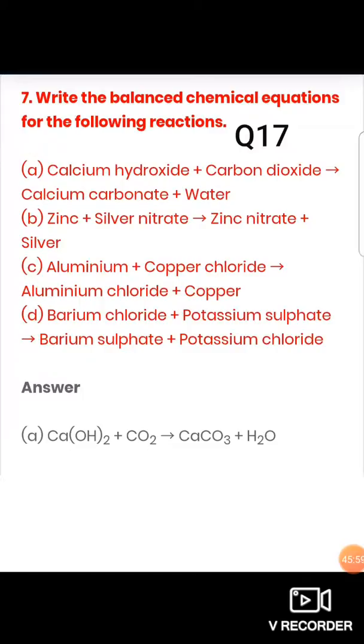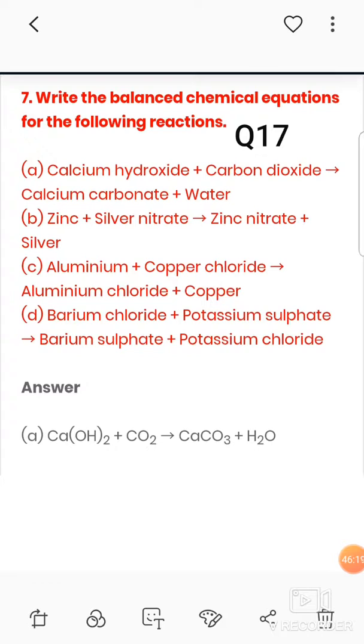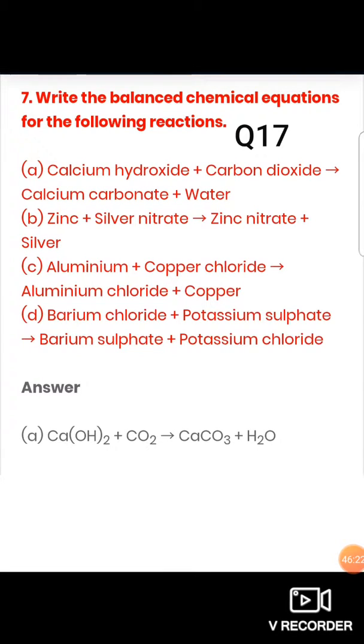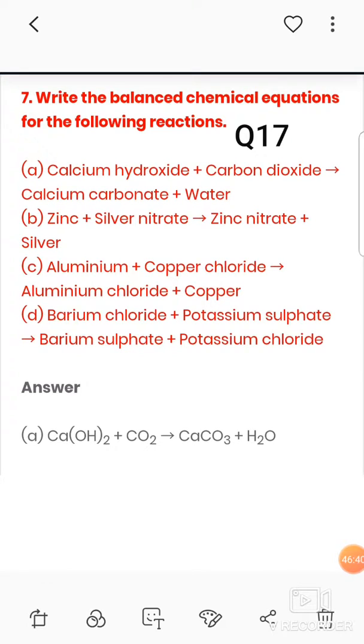Write the balanced chemical equations for the following reactions. Calcium hydroxide plus carbon dioxide gives calcium carbonate plus water. So calcium hydroxide is Ca(OH)2 plus carbon dioxide is CO2, which will give, after reacting, CaCO3, calcium carbonate, because carbon dioxide is reacting here with the calcium hydroxide. In the same way, you have to solve the other reactions.